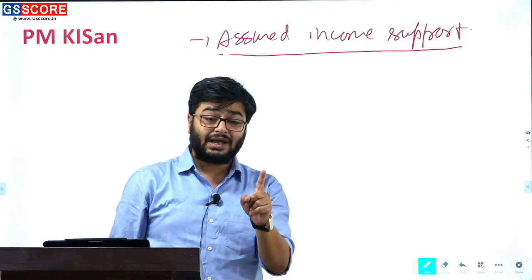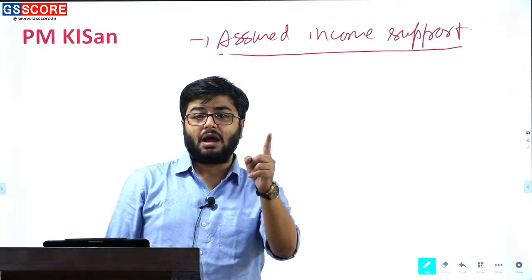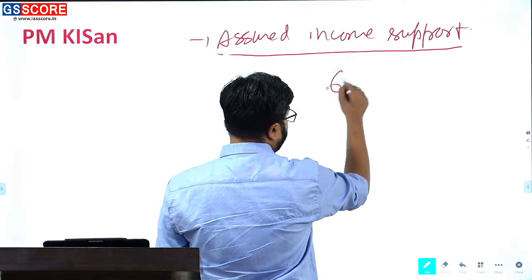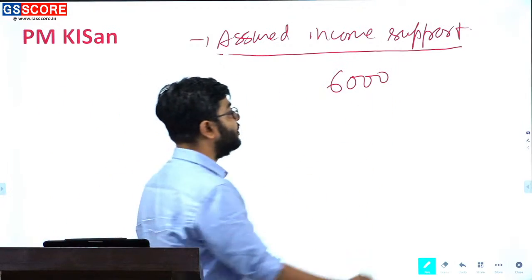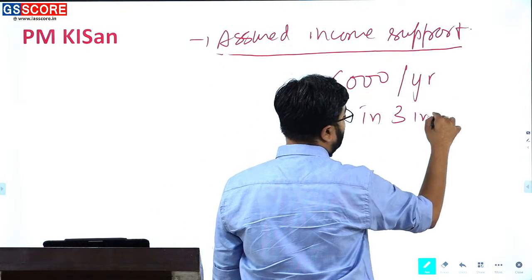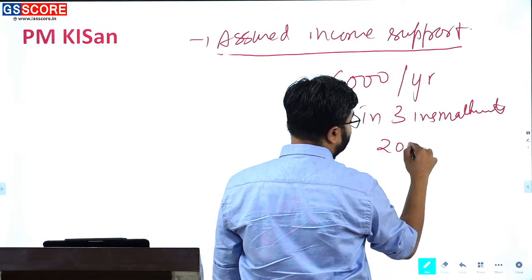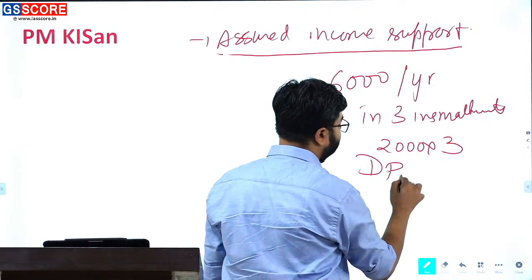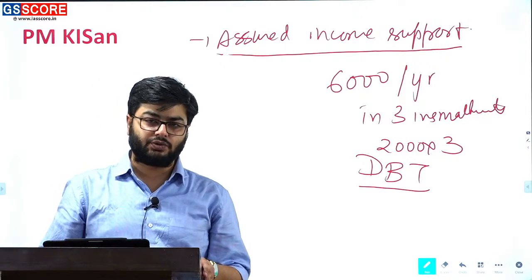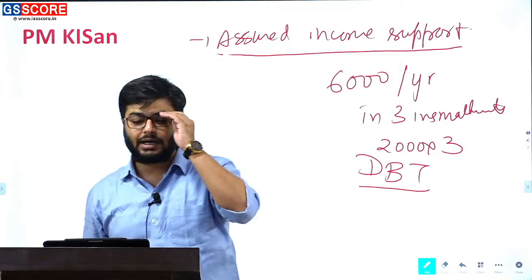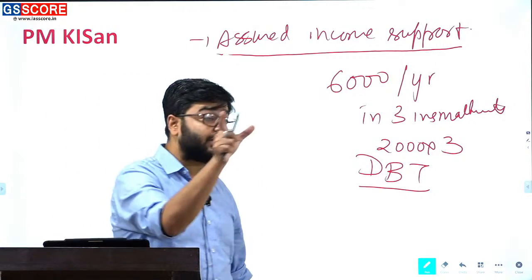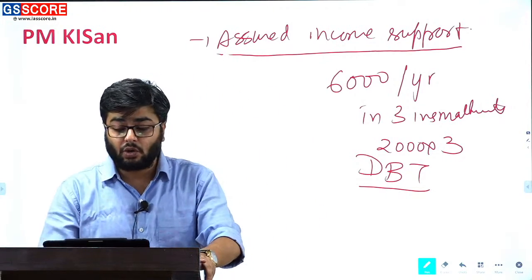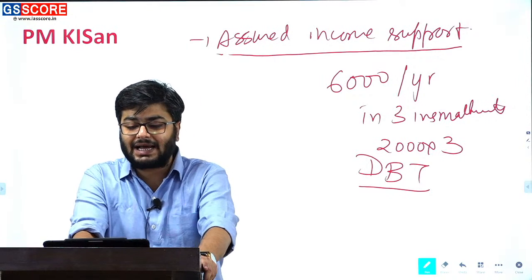Interestingly, it started in February 2019, but was applicable retrospectively from December 2018, with an income support or monetary support of 6,000 rupees per year in 3 installments. That is 2,000 into 3. DBT, the direct benefit transfer, is the operational mechanism used. So every 4 months, 3 times in a calendar year. Initially it targeted small and marginal farmers, but now it has been extended to all land holding farmers irrespective of land size.